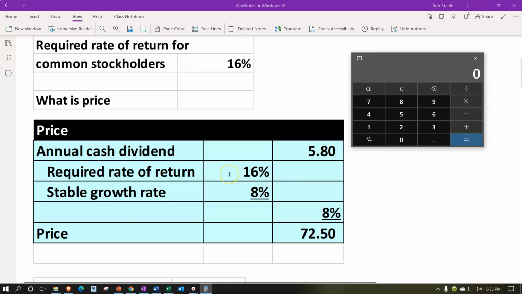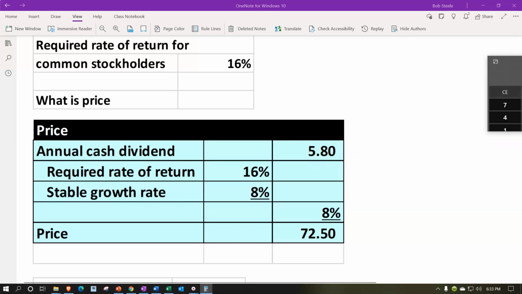So we're looking at a 16% return on the investment. The investment, if we're purchasing the stock, would be the 72.50. Of that 16%, 8% of it is going to be consumed by the fact that we're expecting growth of 8%, which leaves us 8% left, which needs to be covered, we would think, by the dividend here. So the 72.5 times that 8%, 0.08, is the dividend, of course, of the 5.8.